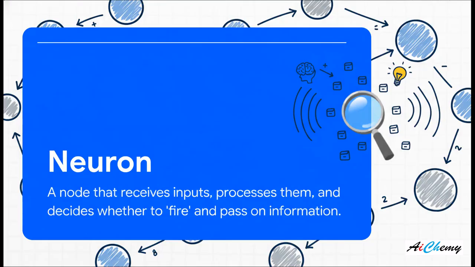All right, the most basic building block is the artificial neuron. Just think of it like a tiny little switch or a decision maker. It gets a bunch of input signals from other neurons, adds them up, and then has to decide, is this important? Should I fire and pass this message on?